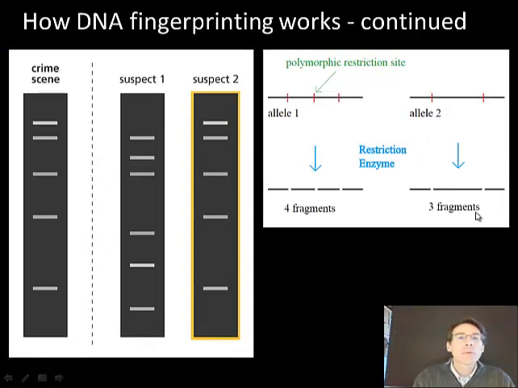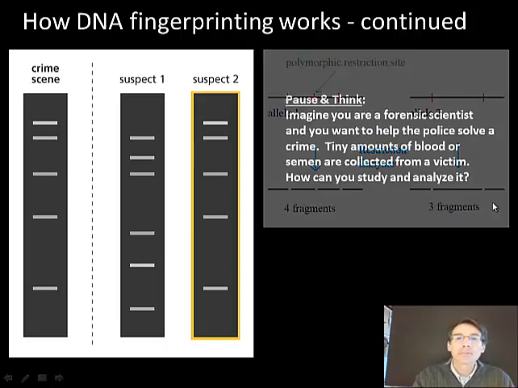Okay, so let's say that we have a crime scene where DNA was collected, and we have two suspects. We're trying to find out who potentially committed a crime. So by comparing the DNA from these two suspects, we're able to find a match. As you can see, crime scene matches suspect 2. And that goes back to the fact that if we have a crime scene that matches a suspect, let's say we have 4 fragments in that particular example, then that could give us a match compared to another individual which would have a different number of fragments.